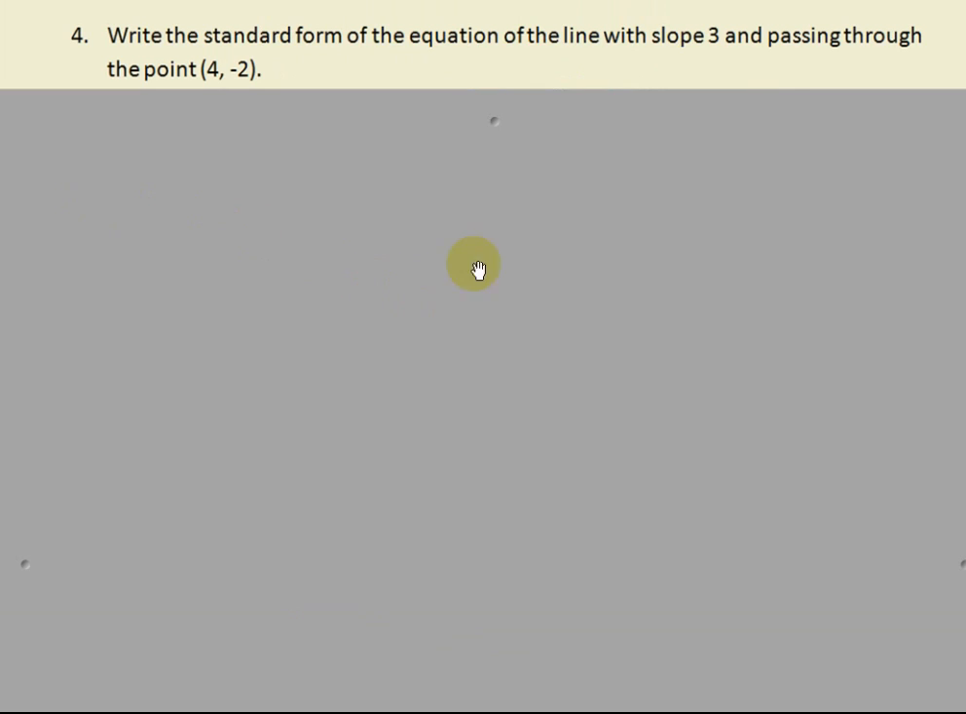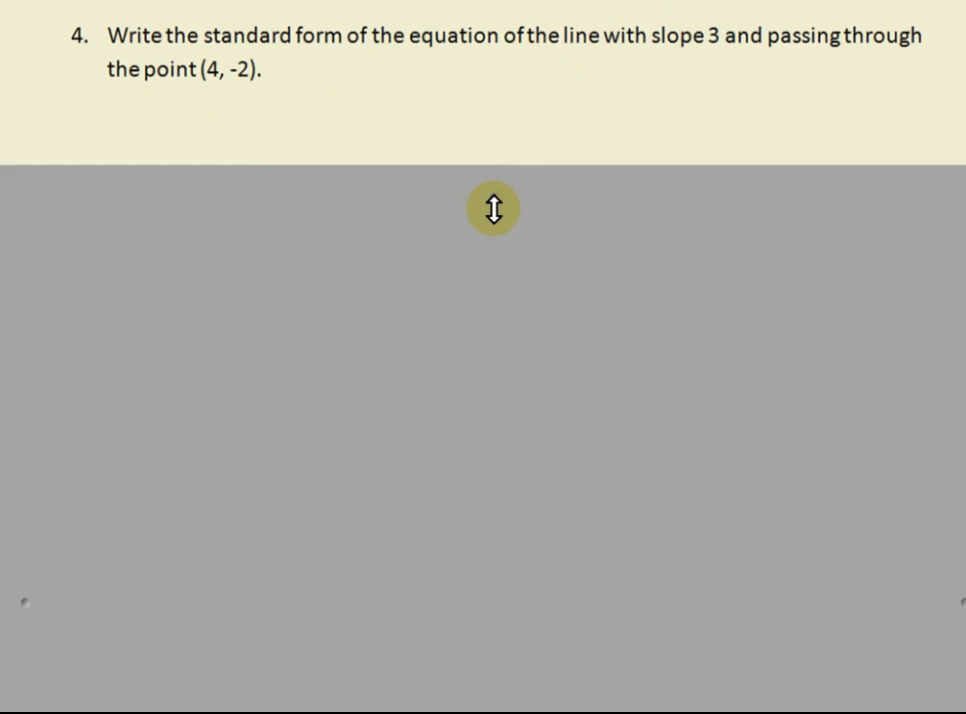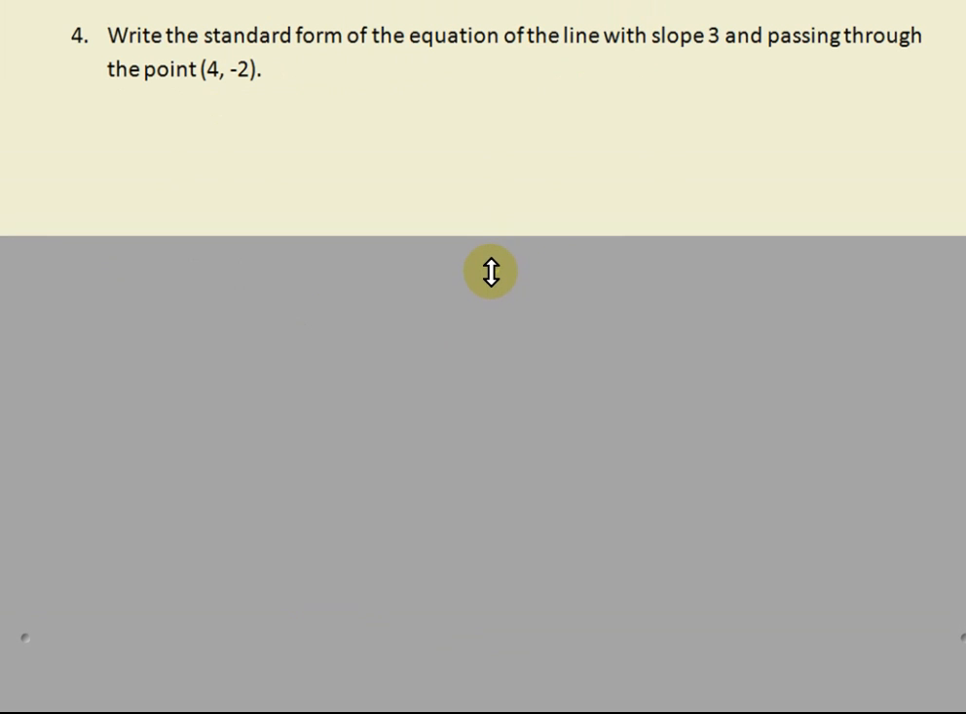Alright, moving on. Number 4. Write the standard form of the equation of the line with slope 3 and passing through the point 4, -2. So this is set up very nicely for point slope form. So I'm going to say that y, and then because that's a negative, remember that switches to a plus 2, is equal to slope of 3 and then x minus the x coordinate here of 4.